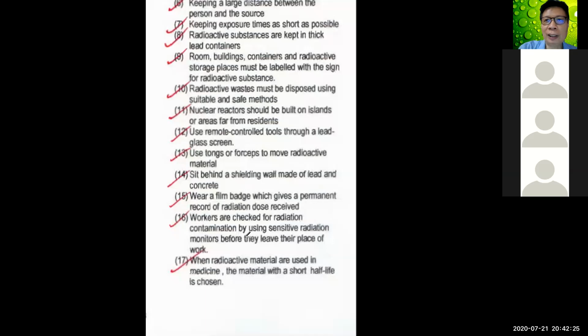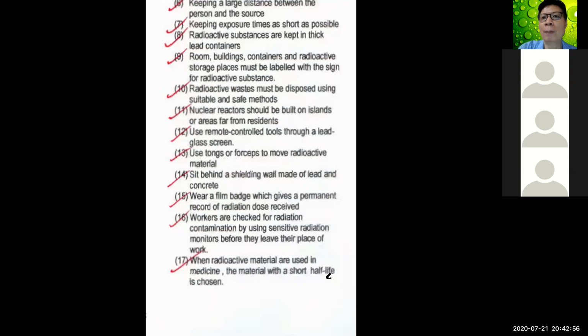Actually, every 2 hours, for those who work in the radiation factory, someone must come and check whether they're exposed to radioactive material or not. And when radioactive material is used in medicine, the material must have a short half-life. So remember, when you use it inside the medicine, it goes into the body, so make sure the half-life is short so that it won't stay in your body for so long.